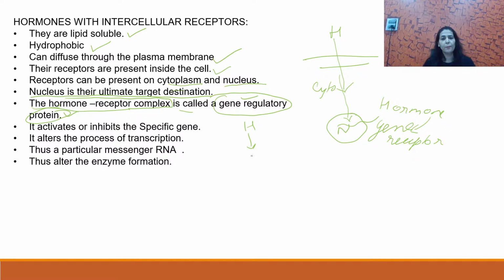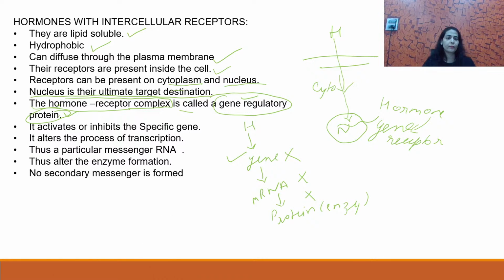The story says, hormone binds to the gene, and it either stops the gene or it activates the gene. If it activates the gene, RNA will be formed. Which RNA? mRNA will be formed. From mRNA, a protein will be formed, and most probably that protein would be an enzyme for a particular reaction. And if it stops, then RNA will not be formed, and enzyme will not be formed. No secondary messenger is required. There is no need of secondary messenger for this particular response.